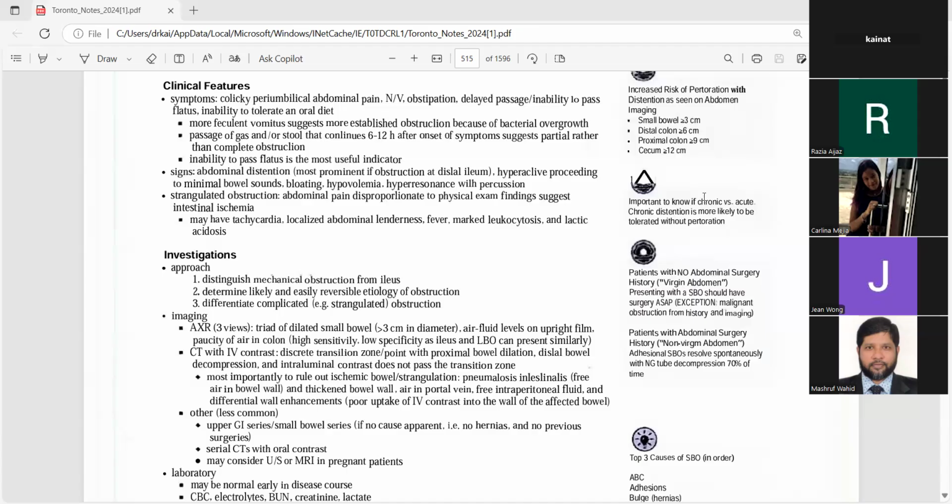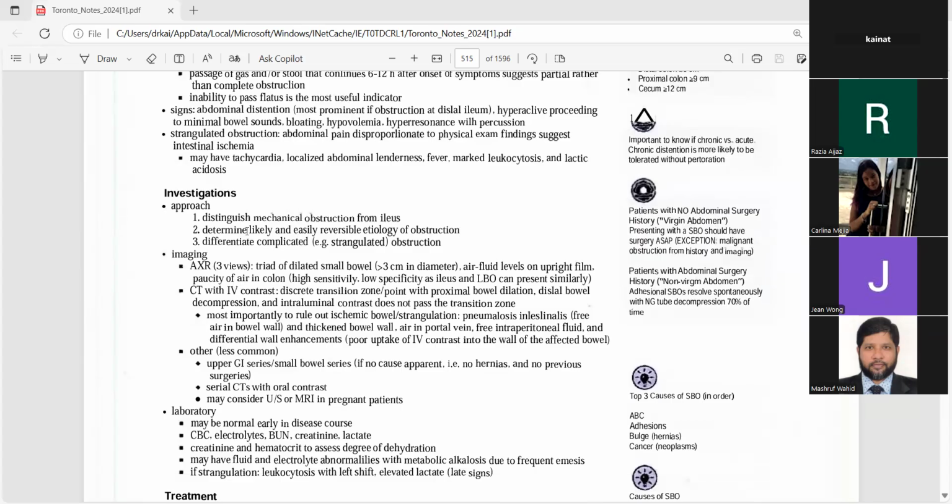Okay. So it is important to know if it is chronic or acute. Chronic distension is most likely to be tolerated without perforation. So it's pain, pain, pain, and then it's going on for too long. A patient with no abdominal surgery history, patients with small bowel obstruction should have surgery as soon as possible. So how are you going to approach that case? Basically, because you are an emergency physician and small bowel obstruction is very, very common, you don't have to think of yourself as a surgeon here. You have to think of an emergency.